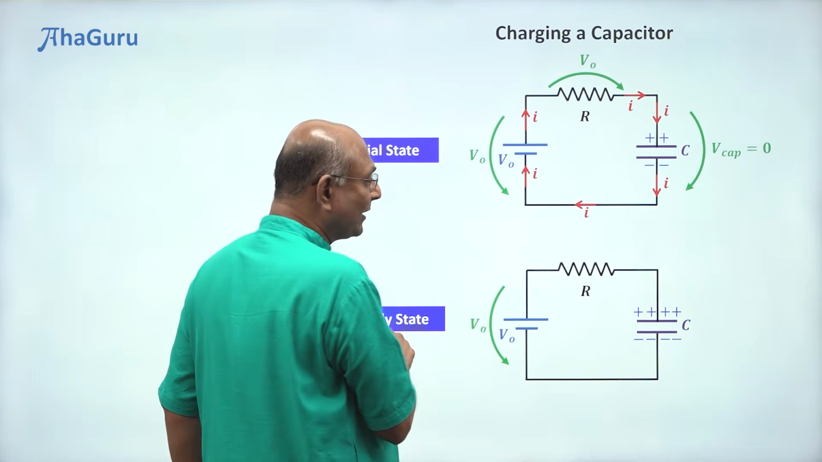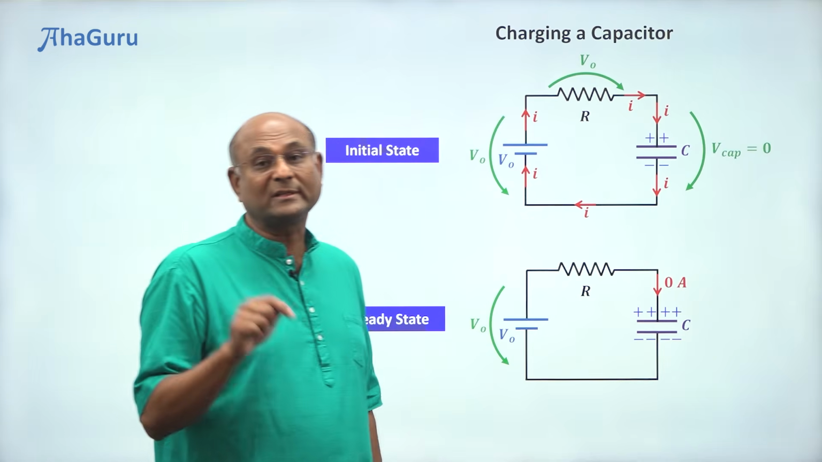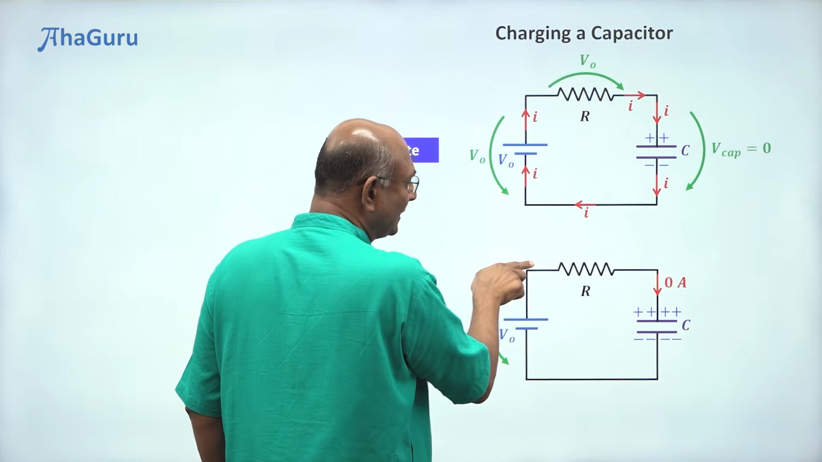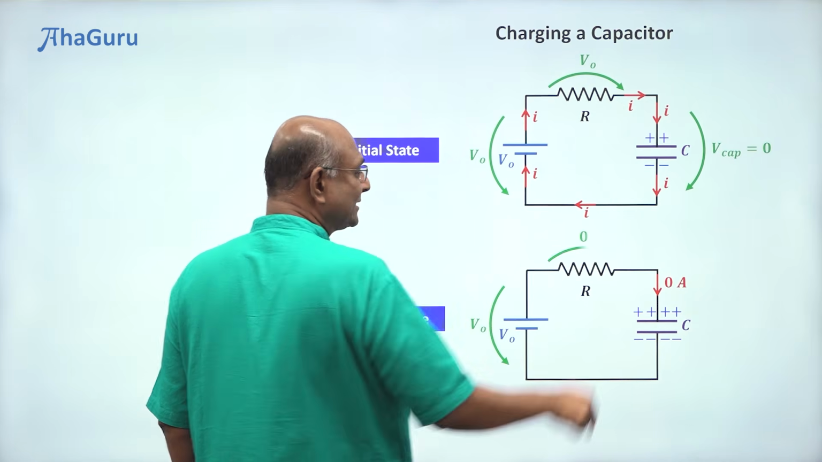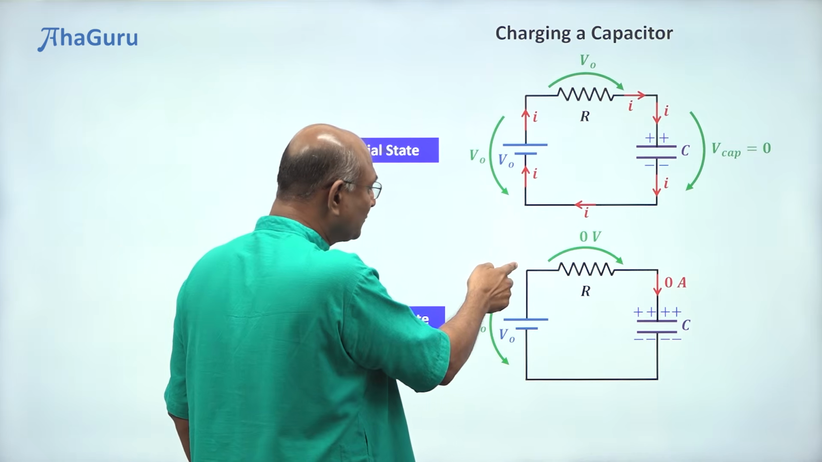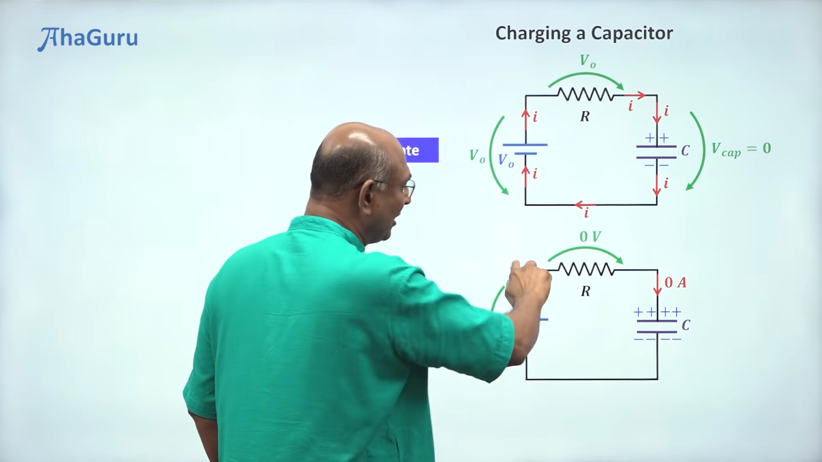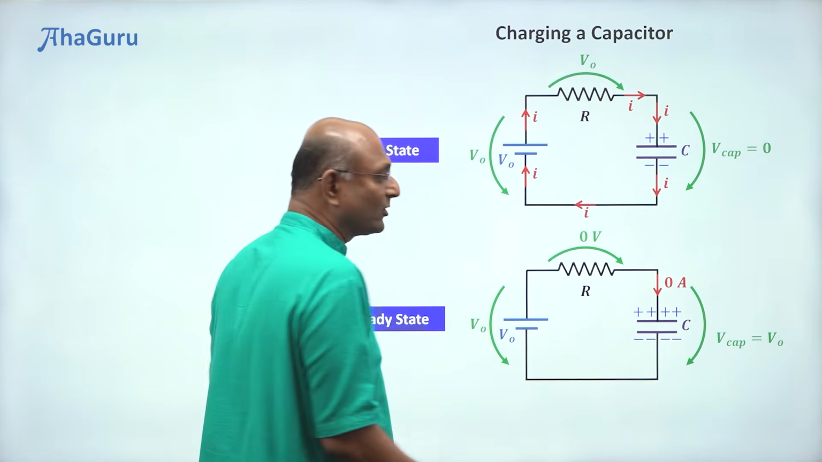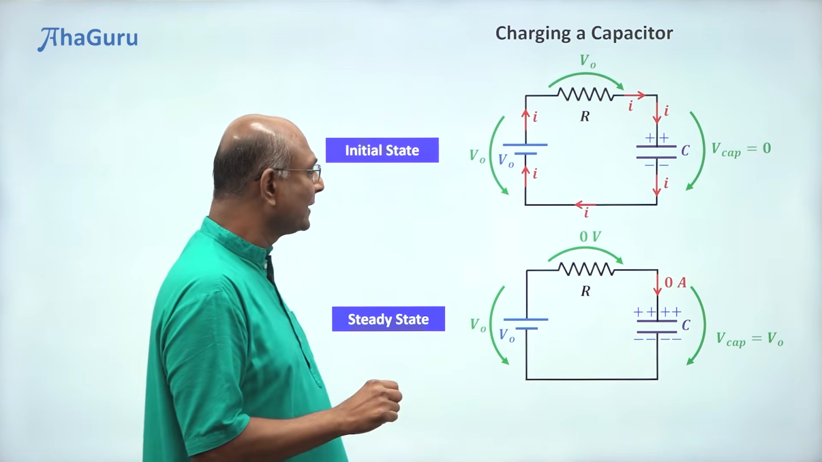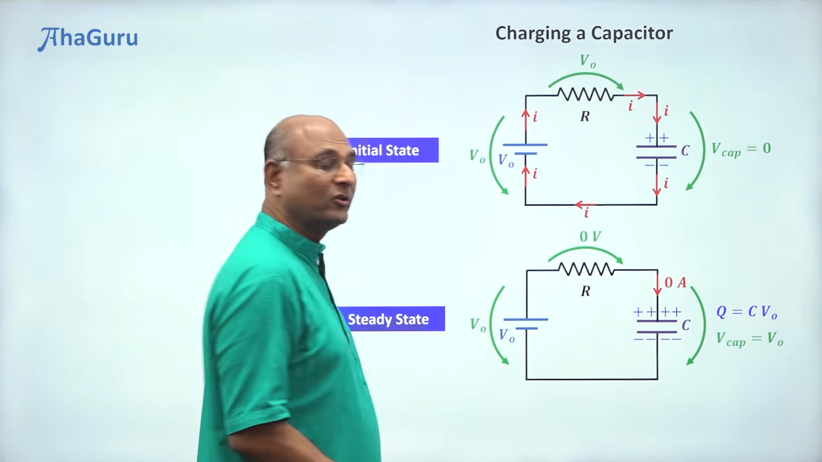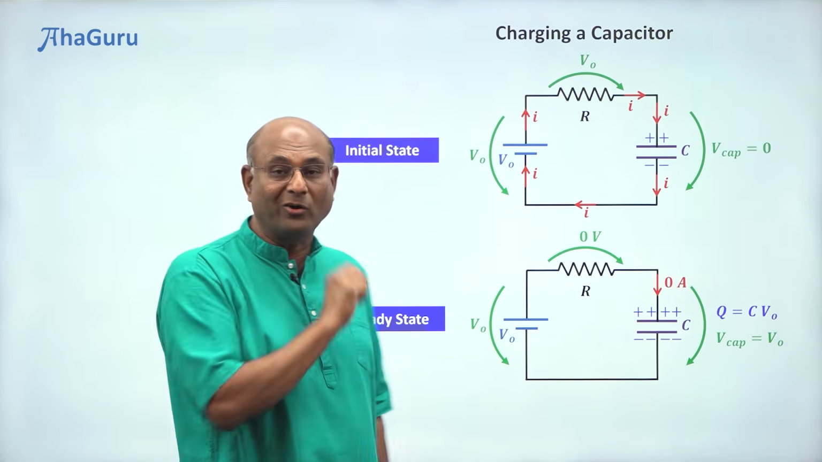So at steady state, what will happen? No more current flows into the capacitor. Since there is no current flowing into the capacitor, there is no current here, and the potential drop across the resistor will be 0. But Kirchhoff's voltage law tells us that this potential drop must be equal to this potential drop. This is 0, so this potential drop must be equal to V naught. And since this potential drop is V naught, the charge on this capacitor, Q, must be C times V naught.